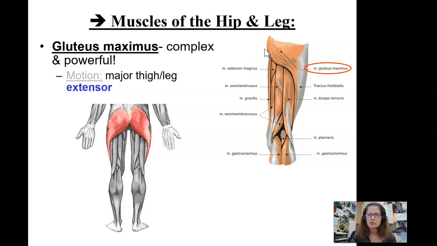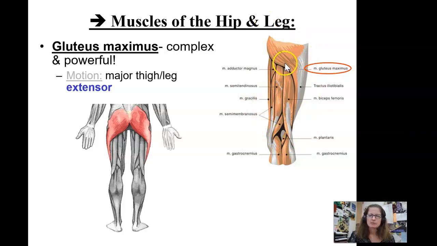Yes, we know where that guy is. He's your big butt muscle. Not to imply you have a big butt muscle, but it is a large muscle is what I was trying to say. So when you're looking at this guy, sometimes students have a hard time with this image. You're like, what am I looking at? Well, this is the butt muscle.